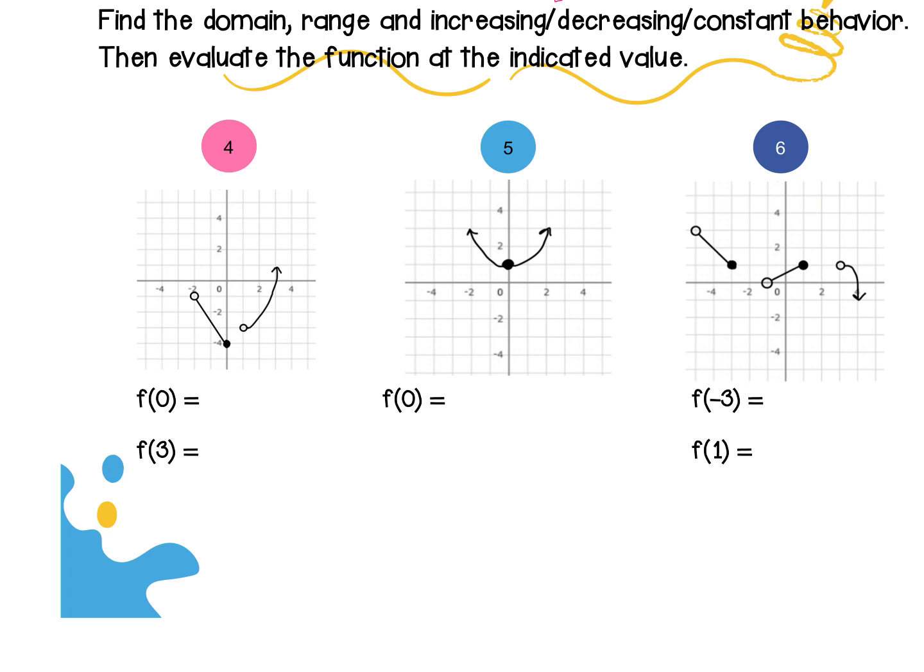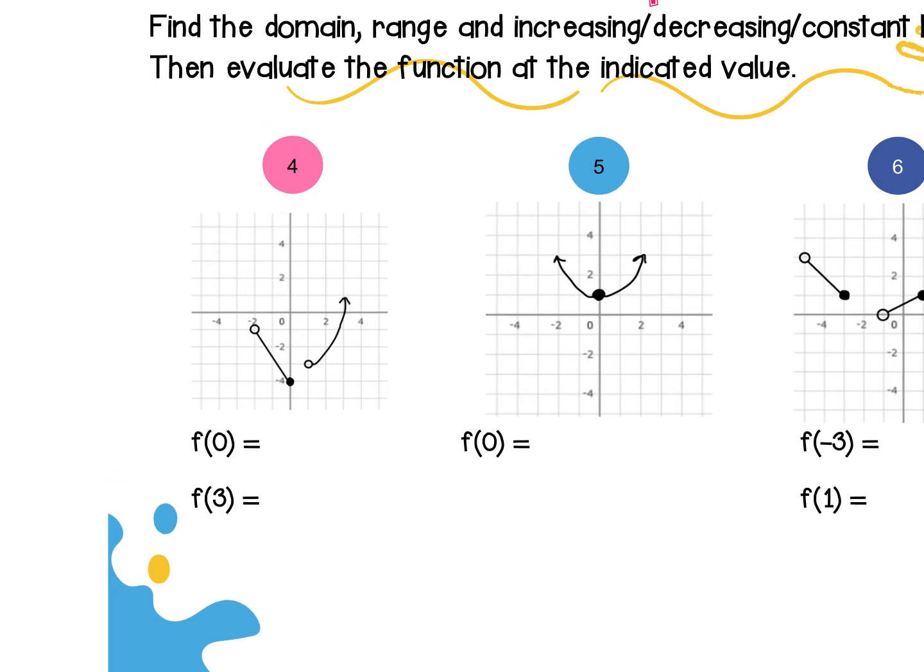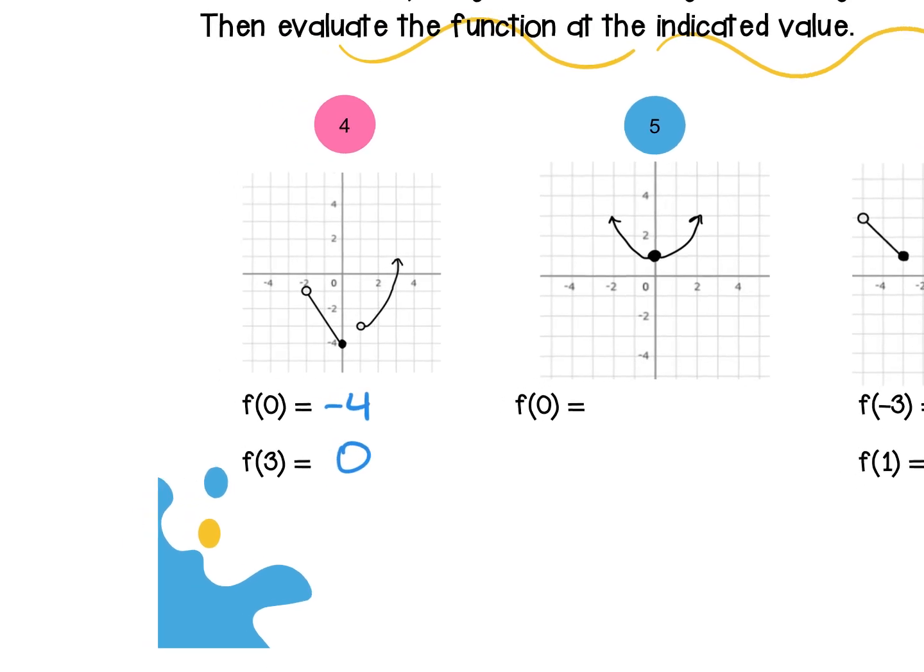Now, it also wants us to evaluate the function at these given X values. So let's go ahead and evaluate it. When X equals 0, all I have to do is come down here and see what the Y value is, and the Y value is -4. When my X value is +3, it's right here, so you can see your Y value is 0. So before we had equations and we had to plug in those X values, now we just see where it's hitting the Y-axis. All right, so now let's figure out the domain, range, increasing, decreasing for this first graph.